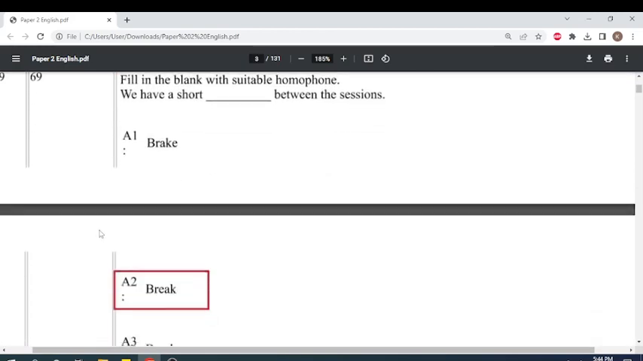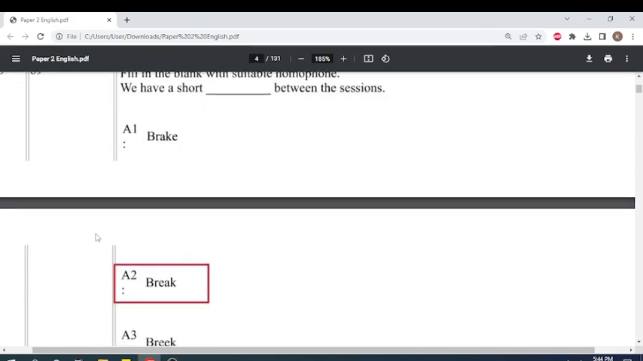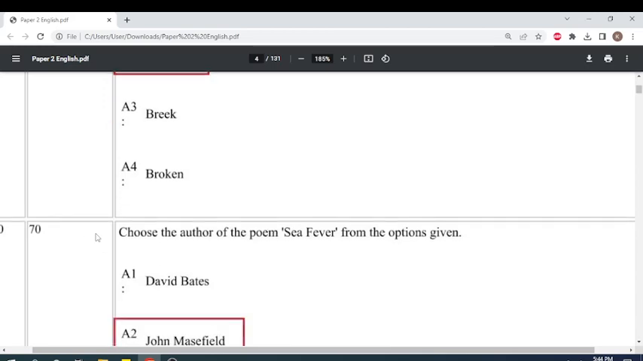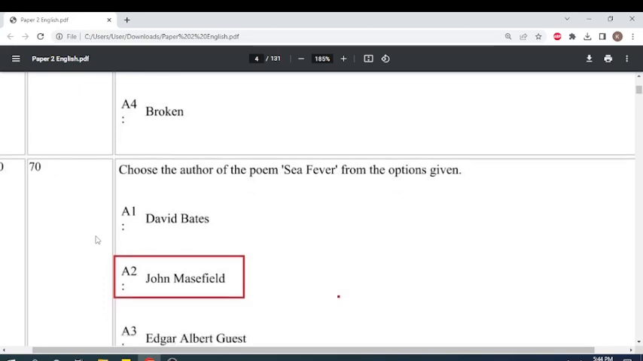69. Fill in the blank with suitable homophone. We have a short dash between the sessions. Answer, A2, break. 70. Choose the author of the poem Sea Fever from the options given. Answer, A2, John Masefield.